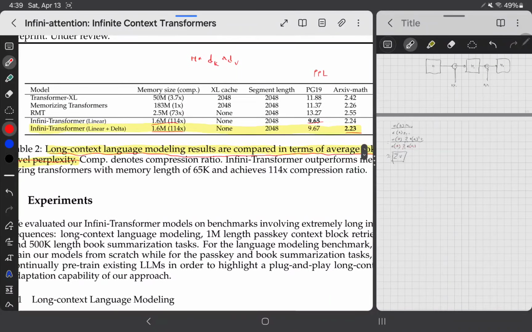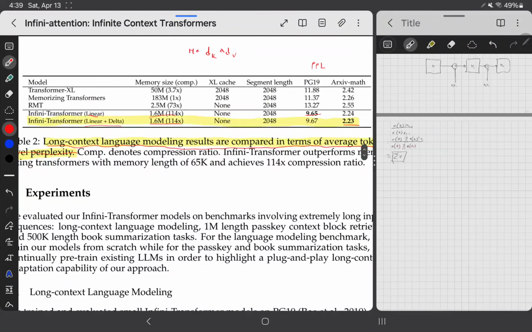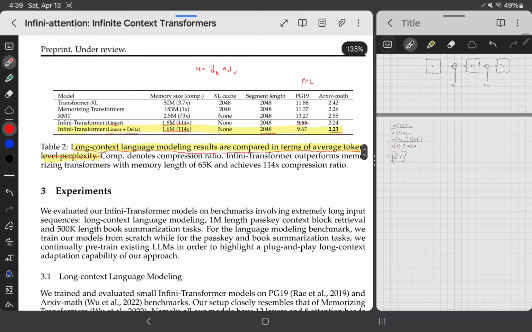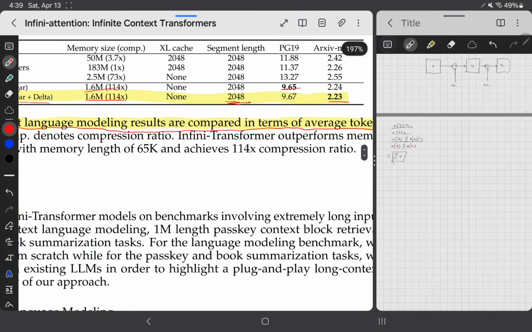And interestingly, the delta doesn't perform that much better than just the normal linear one. They also note that the segment length is 2048. They just pick that segment length arbitrarily, which is basically the context size of a normal transformer.